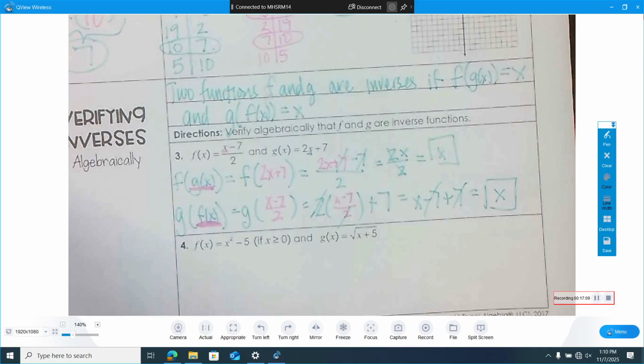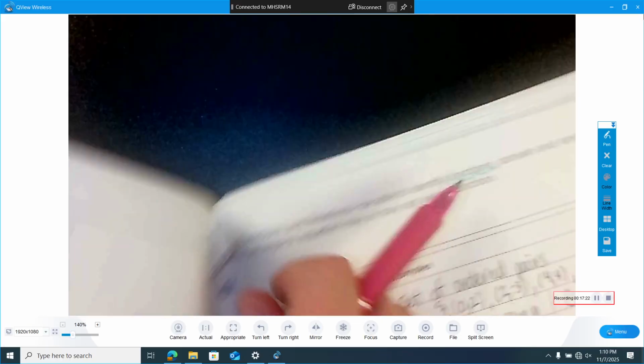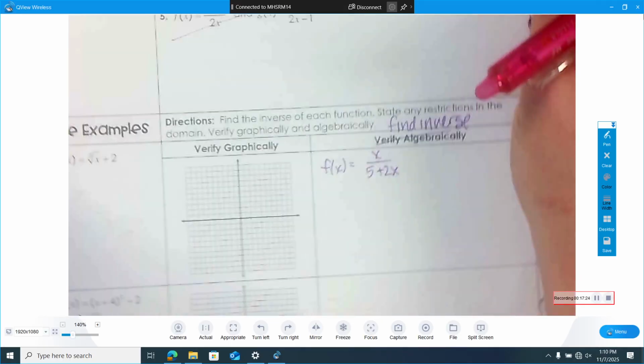Maybe you'll remember that when you compose the functions, like you put f of g of x and g of f of x, they come out to just x. Maybe you'll remember. So, here's what we're really doing today. That's kind of a cool thing about inverses. That's really sort of what they do.